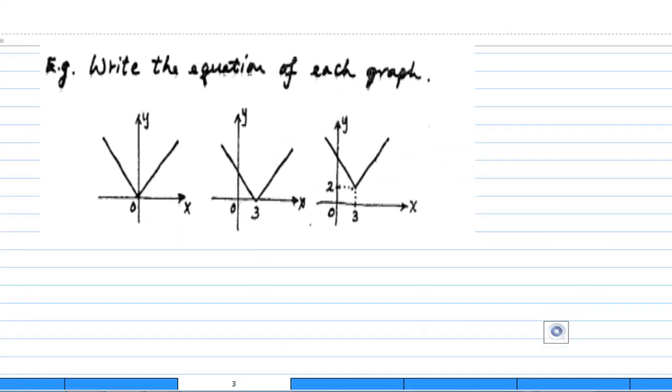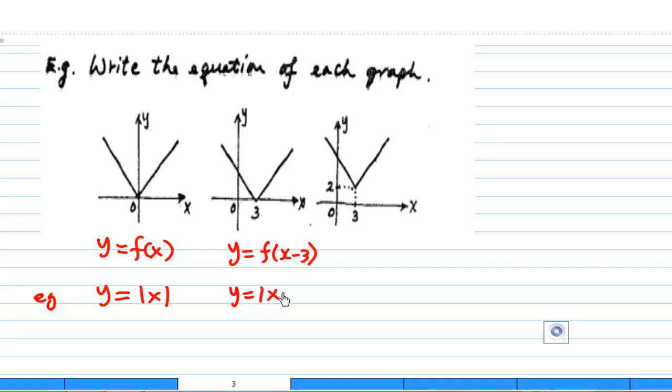Write down the equation of each graph. So let's say the first one, this is y equal f of x. If you are familiar with absolute value, this is very likely to be the absolute value of x. Now the second graph is actually shifting the origin to 3. So this is the equation of f of x minus 3. That is shifted 3 units to the right. So this is the equation of y equal to absolute value of x minus 3.